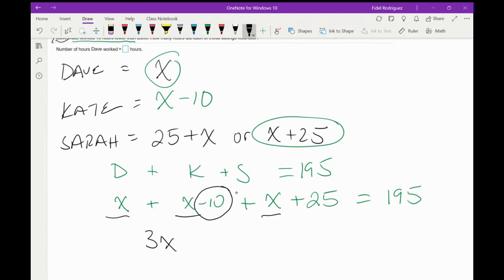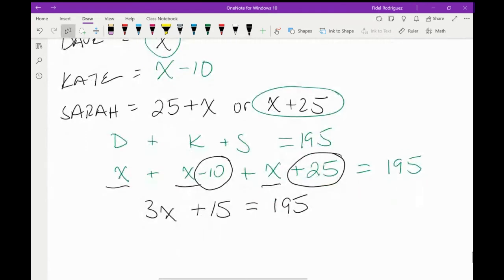Now we can combine the minus 10 and the plus 25. So remember, minus 10 plus 25. That means if I owed you $10 and I had $25 and I ran into you in the hallway and you said, pay me, and I gave you the $10 that I owed you, I would still be left with 15, right? It's 195.